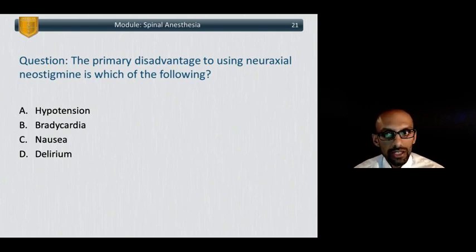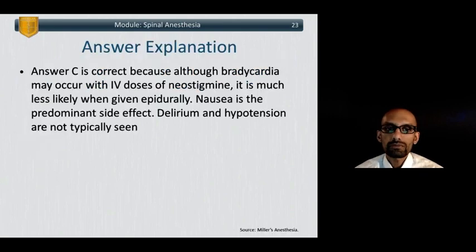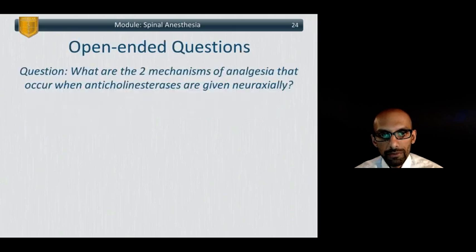Primary disadvantage to using neuraxial neostigmine is which of the following? And by now you should realize that although neostigmine can be used neuraxially, it's not a popular technique primarily because it causes nausea. And that's the main detractor for its use. The two mechanisms of analgesia that occur when anticholinesterases are given neuraxially include, yes, the wealth of acetylcholine that develops in the gray matter or the lateral horn of the substantia gelatinosa of the spinal cord, which has antinociceptive effects, but also because, interestingly, these anticholinesterases actually invoke the release of nitric oxide, which also plays an antinociceptive role.